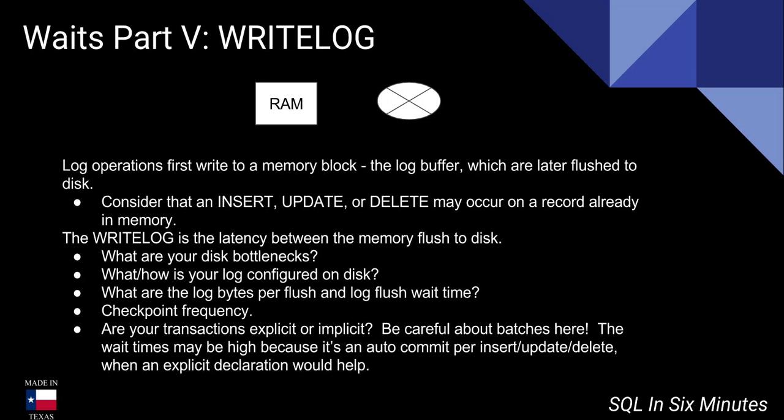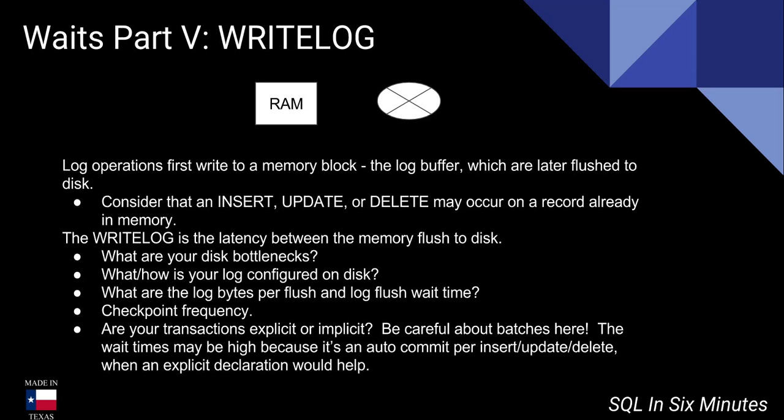Think about that. If you're going to delete something that's already been read and is already in memory, you want that to occur there. You're not going to go get it from disk if it's already there. That being said, if the operation is occurring on a page that is not in memory, it will go fetch it. So the WRITELOG wait type is between the memory and the disk.